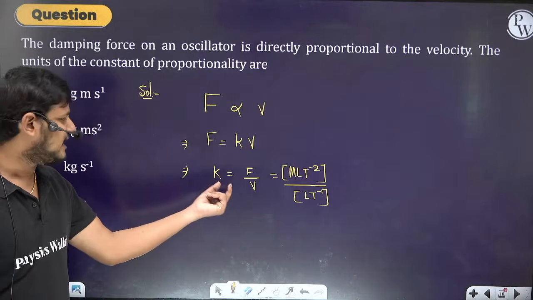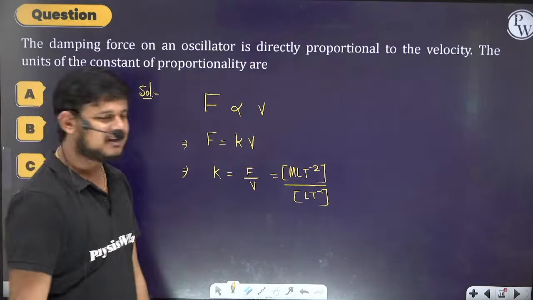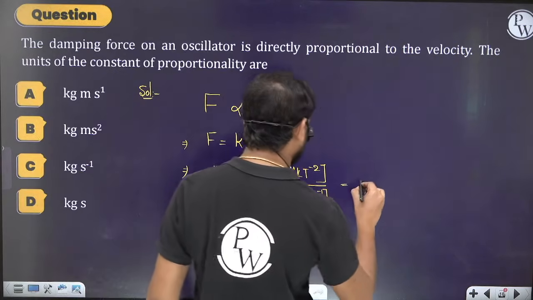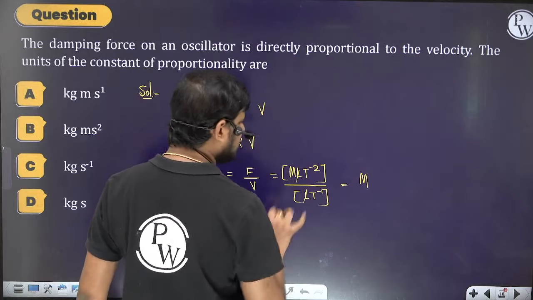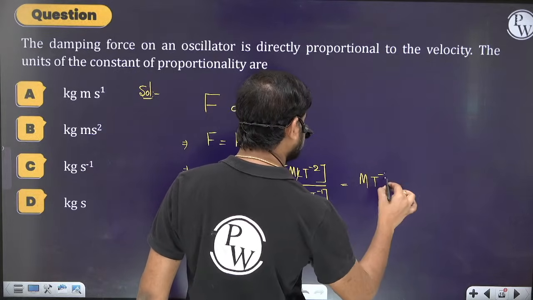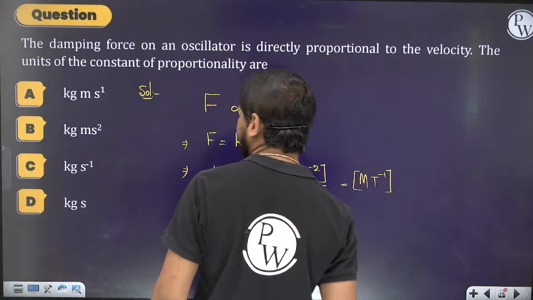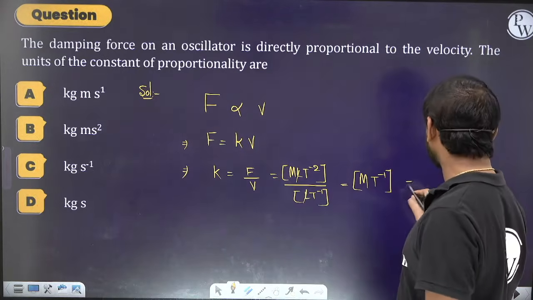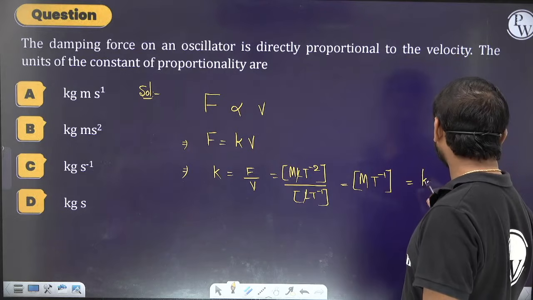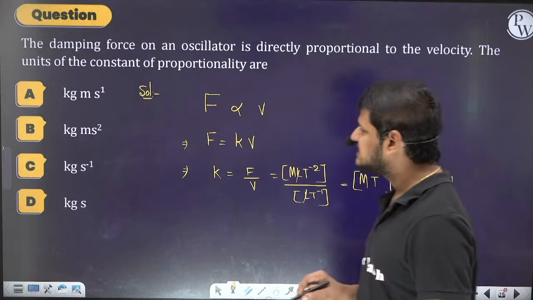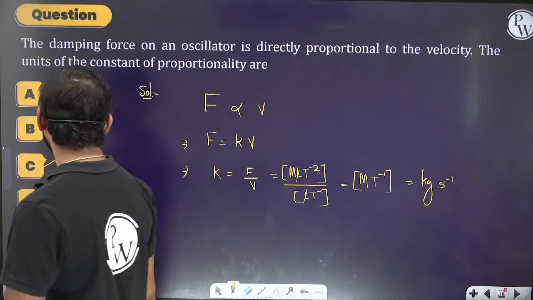Right? So V is L T to the power minus 1. So here L cancels. So M, if this goes up, T to the power 1. So M T to the power minus 1 it becomes. So what is that? M T to the power minus 1 means M is mass, kg, and time is second inverse. So kg second inverse. Option C is the answer, guys.